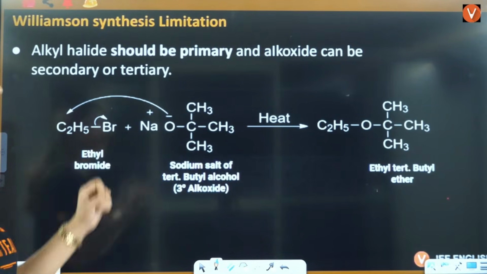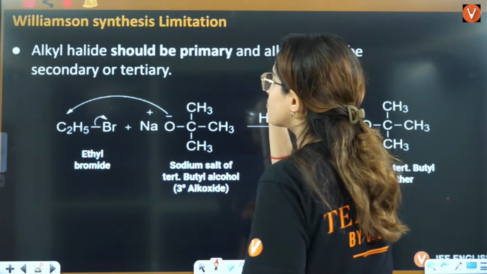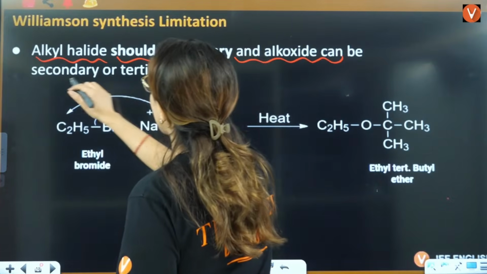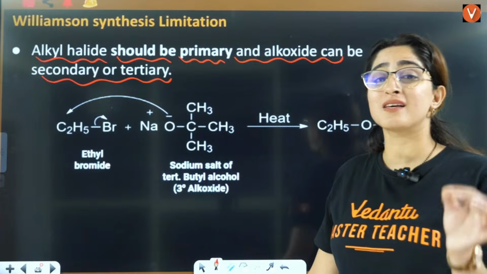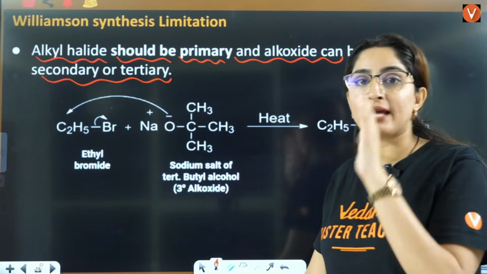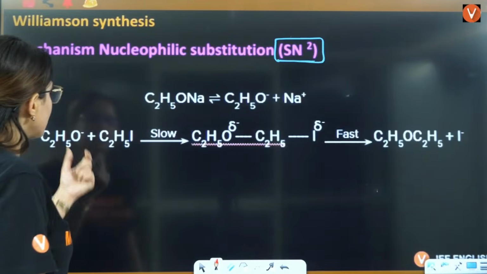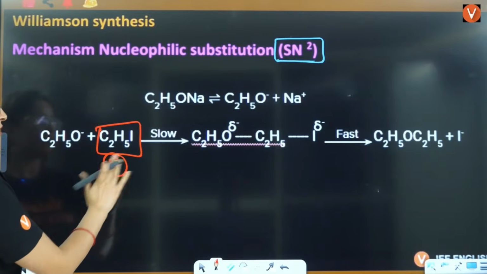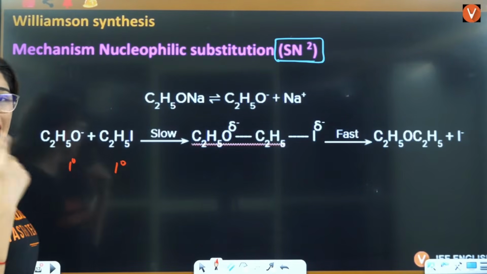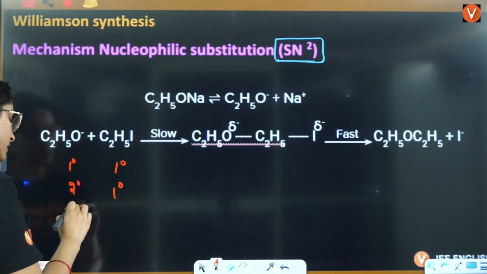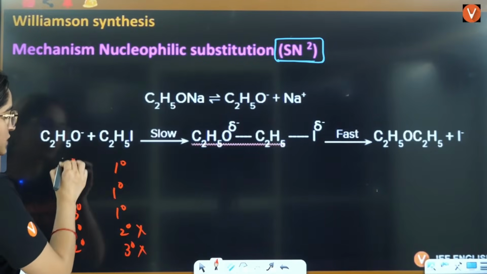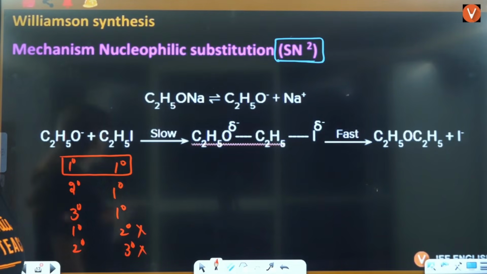You know what's the catch? What's the most important thing here? This particular line is most important: alkyl halides should be primary and alkoxide can be secondary or tertiary, because it's an SN2 mechanism. It will depend upon the steric hindrance. If you see the mechanism, the alkyl halide should be primary. Best case, both are primary. If you have to make any one of them secondary, you will make the alkoxide secondary and the alkyl halide primary, or the alkoxide tertiary and the alkyl halide primary. But the alkyl halide secondary is not possible, and tertiary is not possible. When both are primary, that is the best case scenario here.